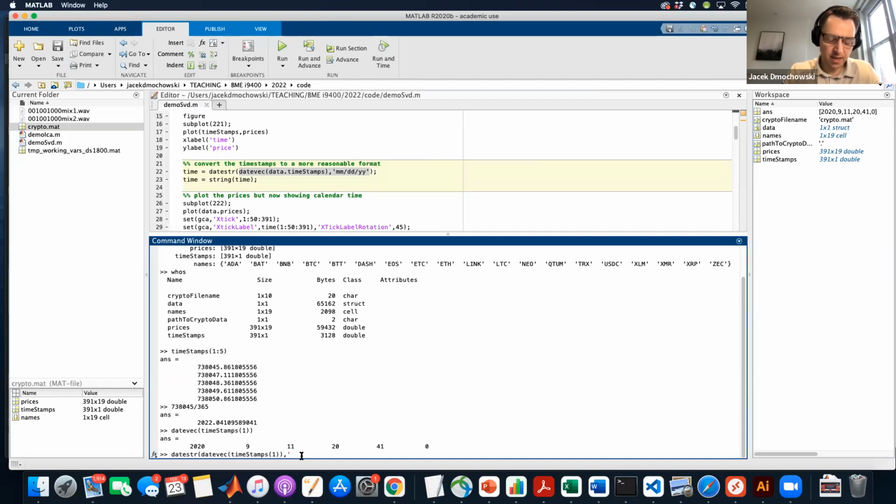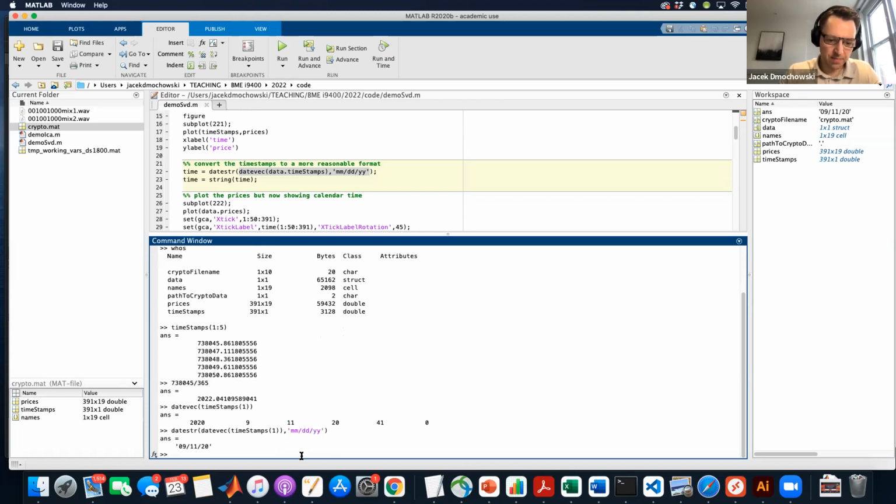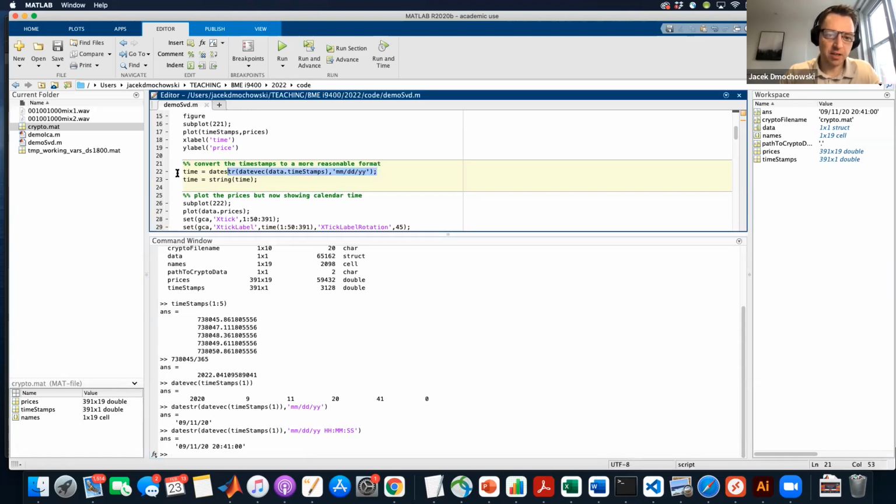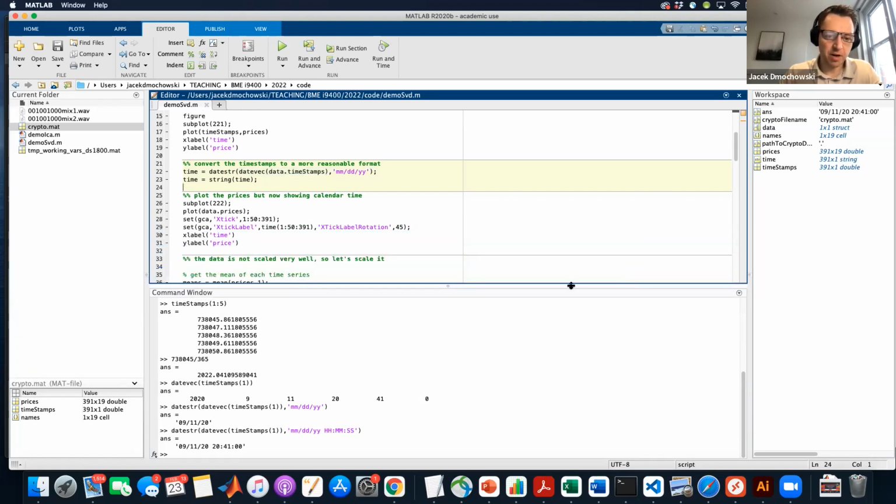And after that, what I can do is I can convert that vector to a string, and that string can be whatever you want. I can just do month, day, year. I believe I can also do hour, minute, second if I want it. Here in the example in the code I gave you, I just convert it to month, day, year, because the sampling rate is not that fine.